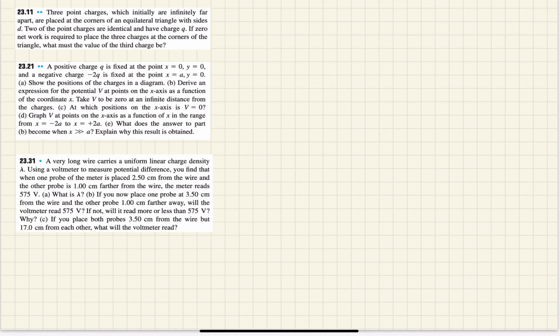This question over here, you got a positive charge fixed at point x equals 0, y equals 0, and a negative charge at a comma 0. So both on the x-axis. So this is q, this is negative 2q. Show the positions of the charges on a diagram. I just did that. And the distance between them is a. Derive an expression for the potential, not potential energy, potential V at points on the x-axis as a function of the coordinate x.